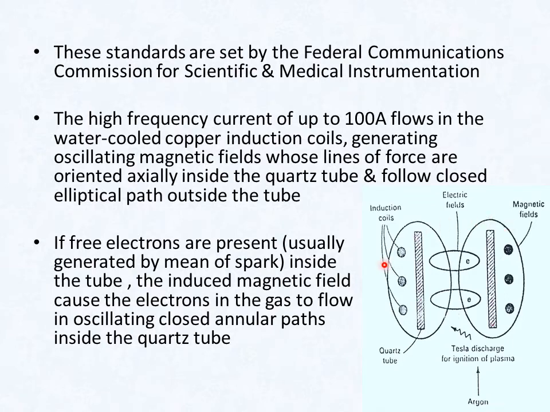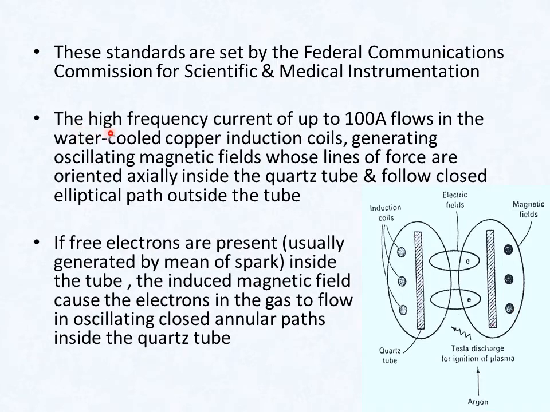And here is the diagram we can see. So this is the plasma torch, and this is the outer wall of the plasma torch, which is made up of quartz. And these three dots on the left and right indicate the induction coils. So three dots mean there are 3 turns of induction coil.